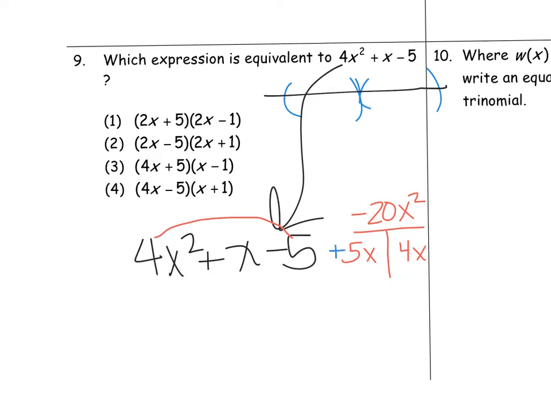Well, if we have plus 5x and negative 4x, let's see if that works. Positive 5x times negative 4x is negative 20x squared. Add these together, and you will get 1x.